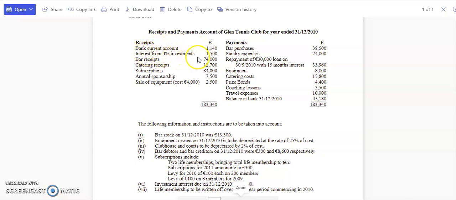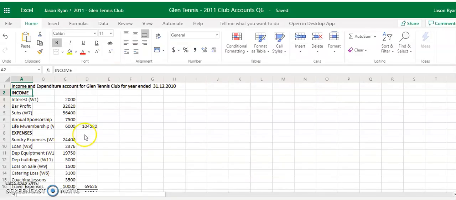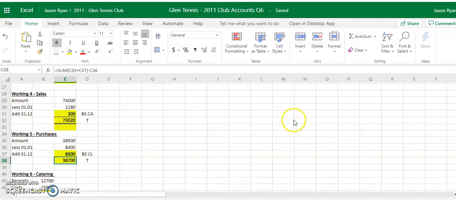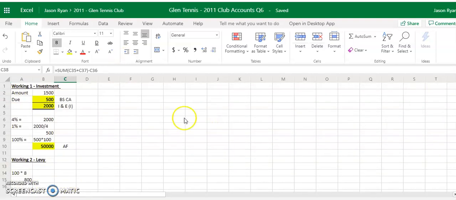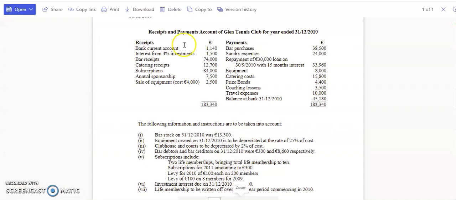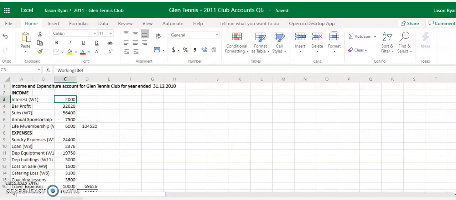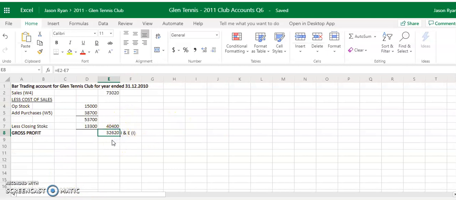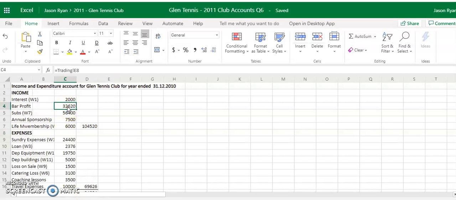Your interest from investments, we have working done in that already. So we go back to our working and have a look at what we've done there. We've got 2,000 for income and expenditure to go into your income and expenditure account as part of your income. That's the total amount of the income that we have for your investment interest. So working one, 2,000. We work down then, so you've got bar receipts. We've used bar receipts already, so that's going to be part of your trading account. So that's going to be 32,620. You're just going to put in 32,620 in there next.